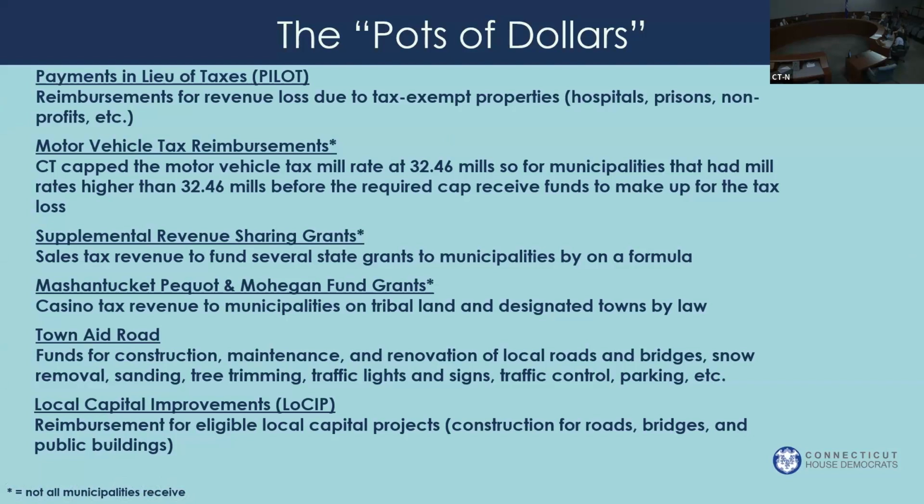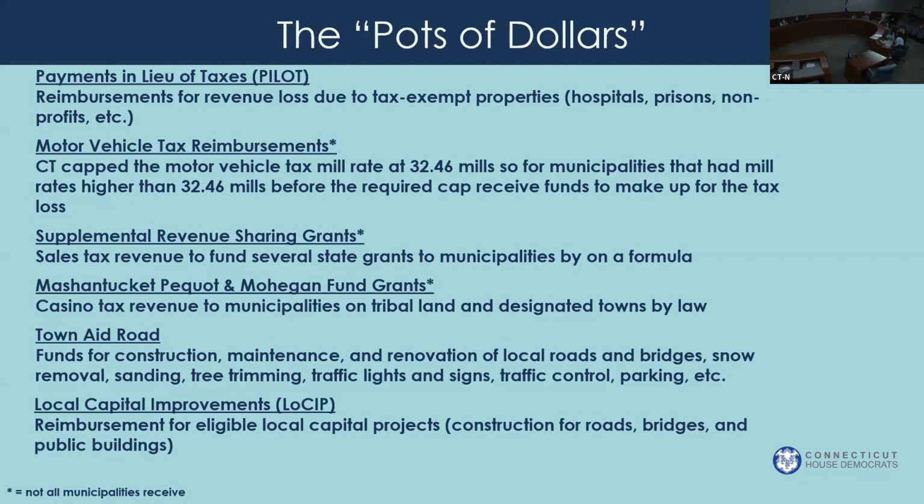So for example, I live in Enfield. We have a lot of prisons. We get a lot of PILOT funding compared to other places. You'll also see a lot of PILOT funds in urban areas, especially because of colleges, nonprofits, and hospitals. So it's usually the smaller towns, rural areas, you won't see a lot of PILOT unless they have an amazing amount of nonprofits. It's usually in the bigger pockets, as well as where you have prisons, that sort of stuff.